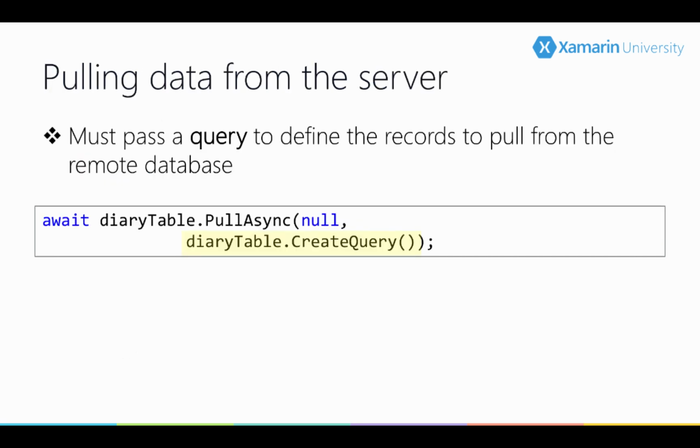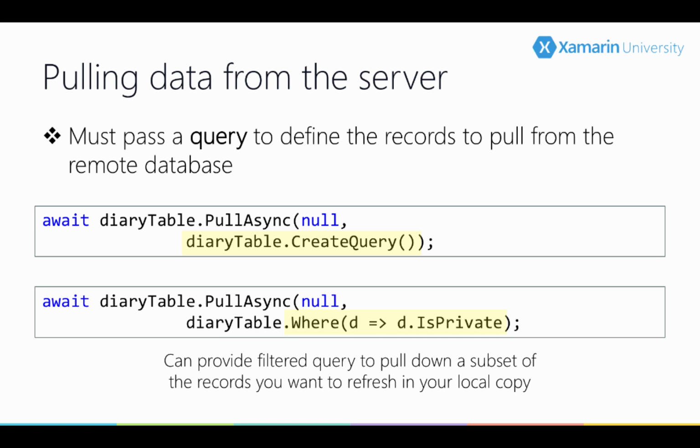The second parameter passed to PullAsync is the query used on the server side to pull the records. You can pass CreateQuery to return all records, or provide a custom query to retrieve a subset of records from the server. The sync context will then insert the returned data into the local store.